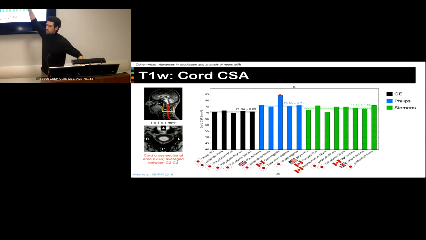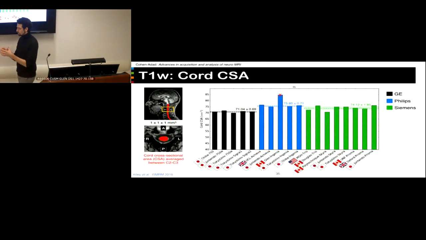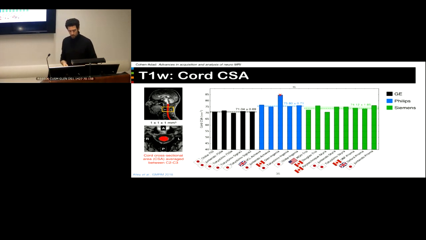There are slight differences across vendors, and this is due to slightly different contrast, and as you probably guessed, the contrast drives the boundaries that we define for segmentations. So that could explain some of the differences. And in general, the within vendor coefficient of variation was less than 2%. So that's pretty good.